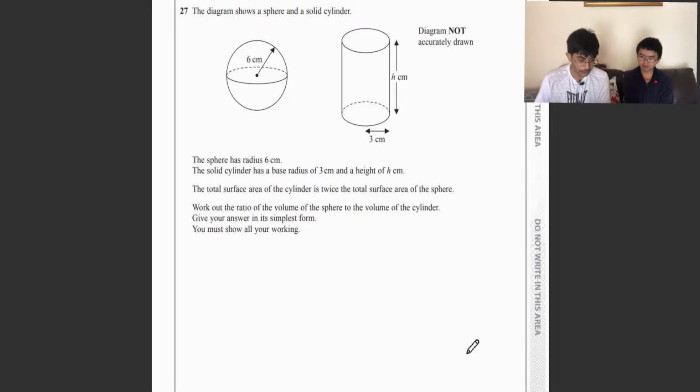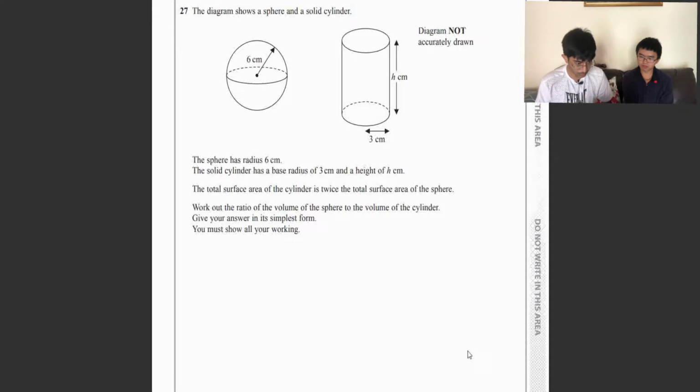Okay, so a sphere has radius 6 centimeters. A solid cylinder has base radius 3 and height h. The surface area of the sphere is twice the surface area of the cylinder. Work out the ratio of the volumes. Okay, so it's just a simple surface area and volume question. So you must show all your working. Great.